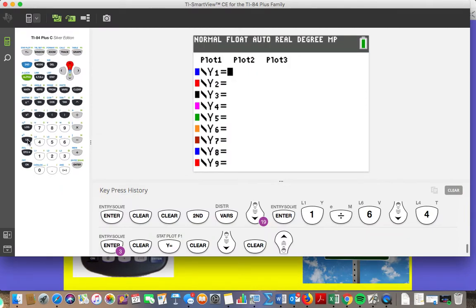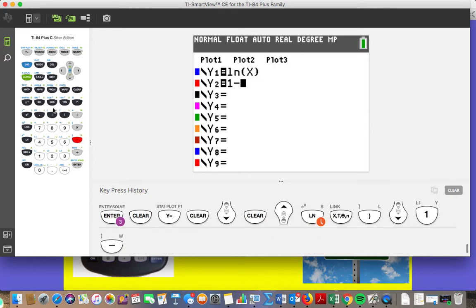Ln's down below, okay? Does anyone know what that's called? I'll tell you what, I'll give you 6 tickets if you know what ln is called. Mary Grace? The natural log. Wow, that's impressive right there. Good. So yeah, the top would be ln of x, and then the bottom would be 1 minus x.